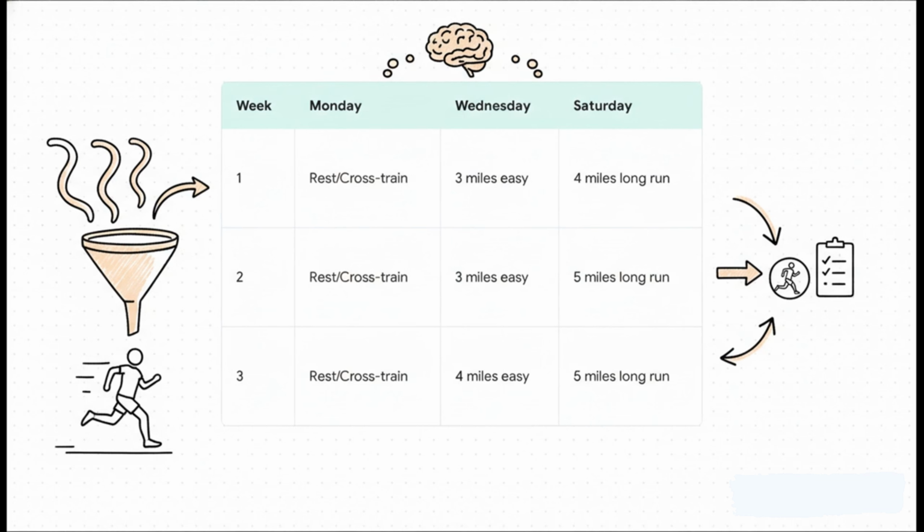Or how about this? It can take all the unstructured text from your marathon articles and generate a perfectly organized training plan inside a data table. This is all about turning paragraphs of text into actionable, structured information that you can actually use.